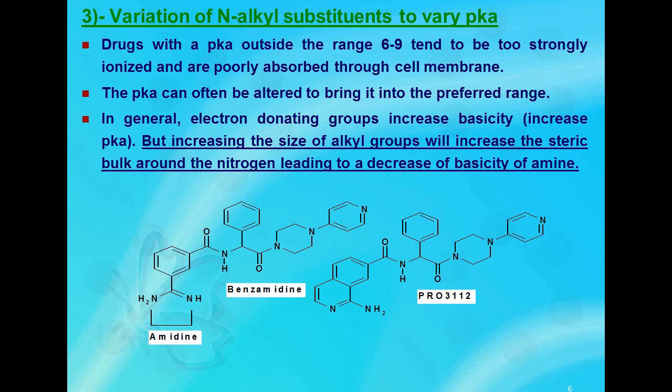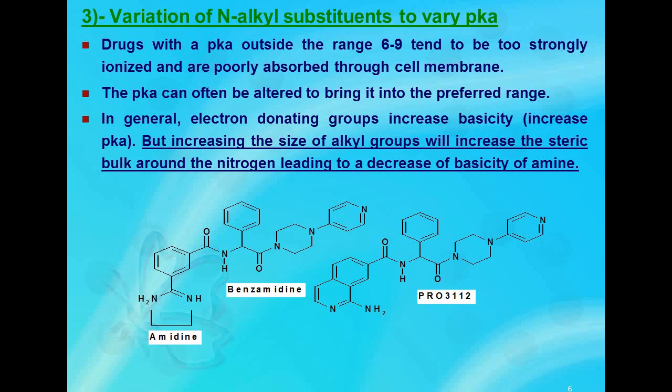In general, electron donating groups like alkyl groups can increase the basicity, which increases the pKa. But increasing the size of alkyl groups will increase the steric bulk around the nitrogen, which is also known as steric hindrance, and this leads to a decrease of basicity of the amine.